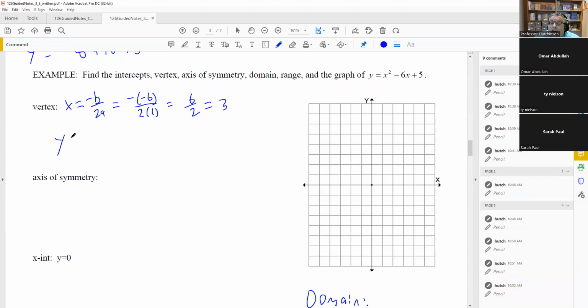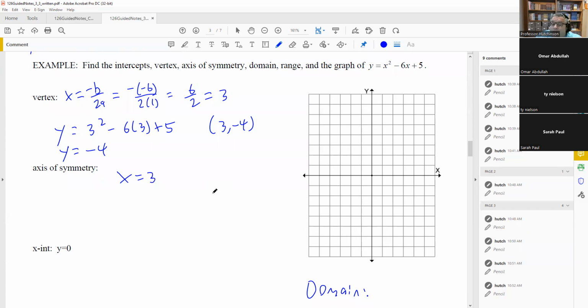Okay. Now for the y value, we'll put 3 into all the x's. So I get 3 squared minus 6 times 3 plus 5. And now I just want to simplify that. So we get 9 minus 18 is negative 9. Negative 9 plus 5 is going to be negative 4. So the vertex is 3, negative 4. That's the vertex. The axis of symmetry, we can find that automatically because it's just going to be x equals the x coordinate of the vertex. And so your axis of symmetry would be x equals 3.